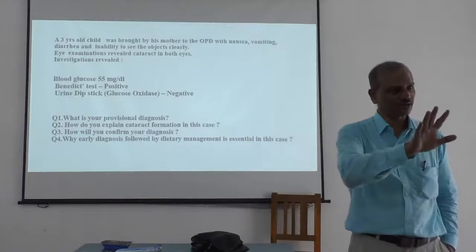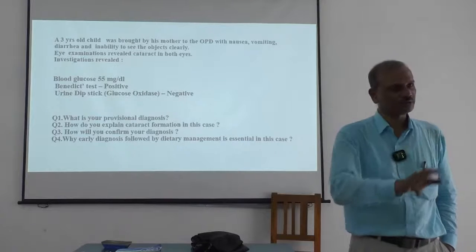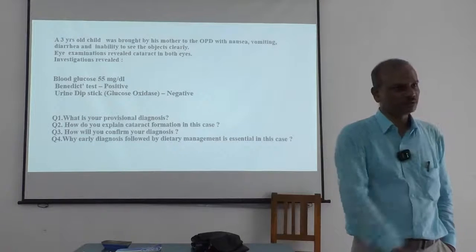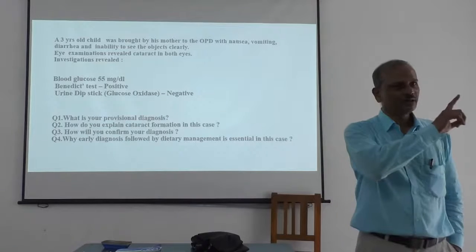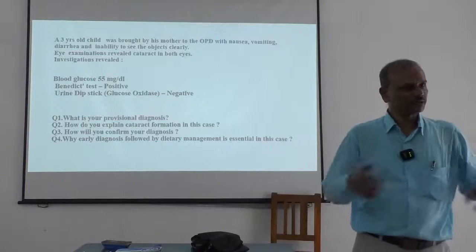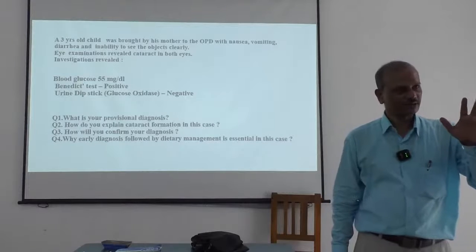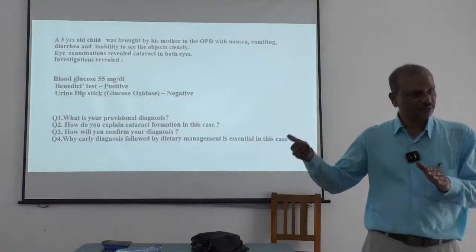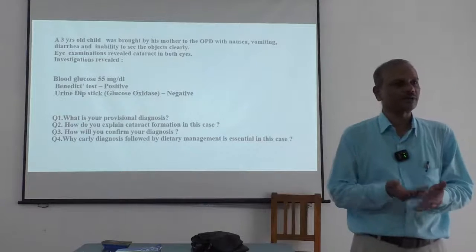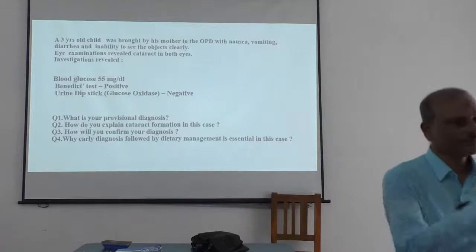And out of the three disaccharides, lactose, maltose, and sucrose, sucrose is a non-reducing sugar because it doesn't have a free aldehyde or free ketone group. That is bound by glycosidic linkage. Remember that thing. Okay? So because galactose is positive, why galactose has appeared in the urine?